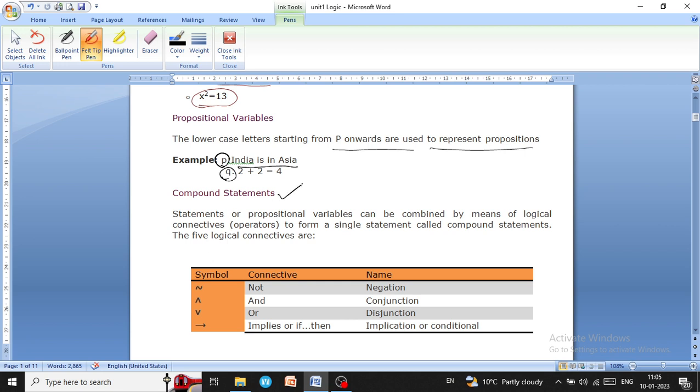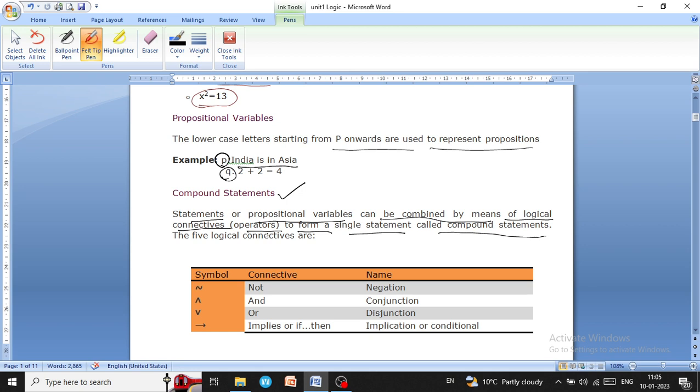Now the next point is compound statements. Statements or propositional variables which can be combined by means of logical connectives or operators to make a single statement are known as compound statements. That means those operators, those symbols which are used to combine two variables to make a single statement.